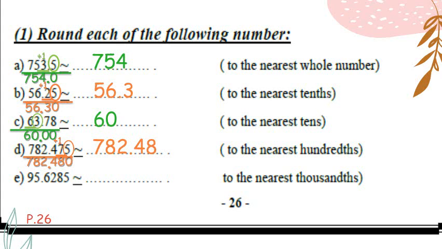Letter E. Here I need to round this number to the nearest thousandth. Which digit is under thousandth? It's 8, so underline 8 and circle next door. Next door is strong, so I add 1. Okay, 5 will be 0. 1 plus 8, 9. 2, keep it as it is. 6, keep it as it is. Decimal point, 5 and 9. And this is my final answer.